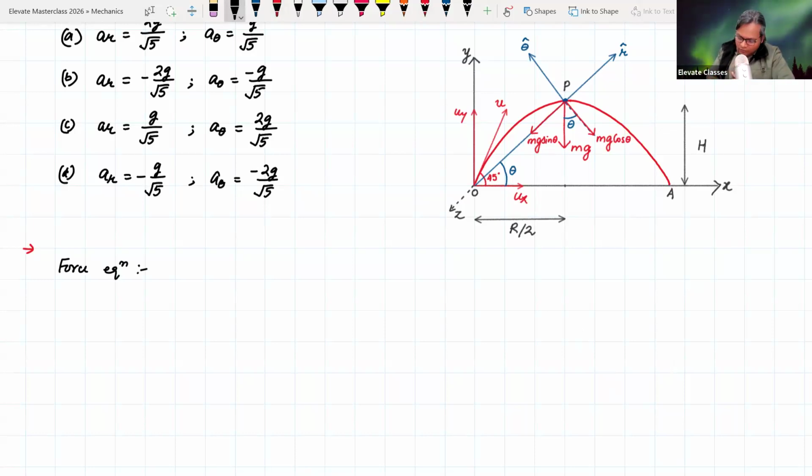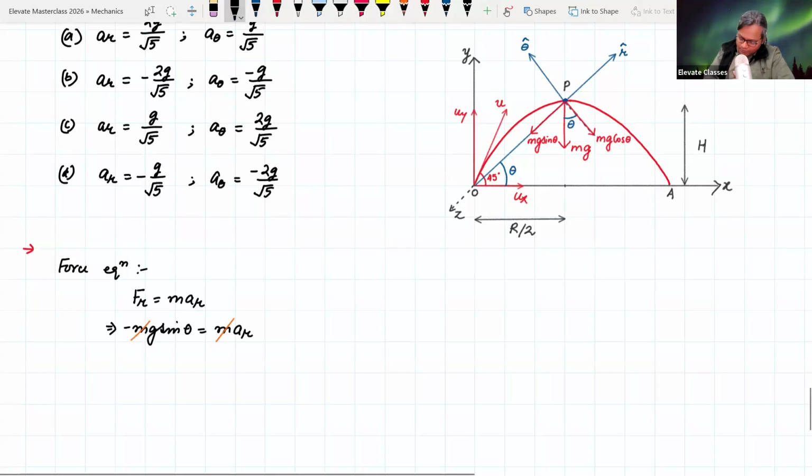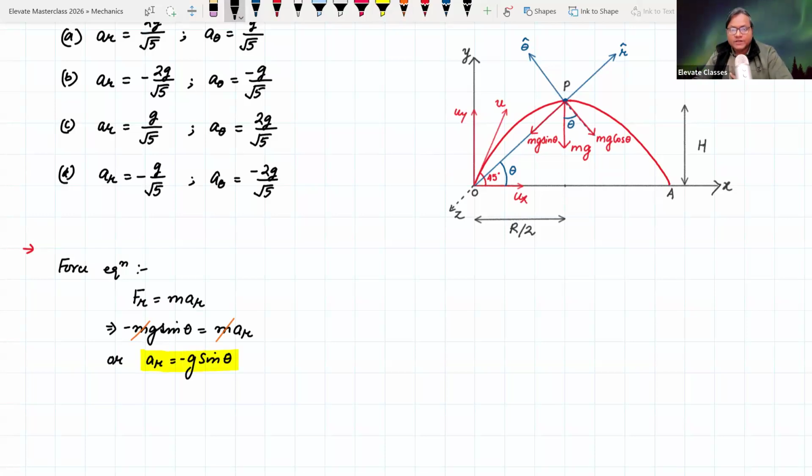What is the radial force equation? Fr is equal to m a_r. What is the force in the radial direction? It is minus mg sin theta is equal to m a_r. Okay? m and m get cancelled and a_r is equal to minus g sin theta. All right. So this is the radial acceleration component for the particle at the highest point.